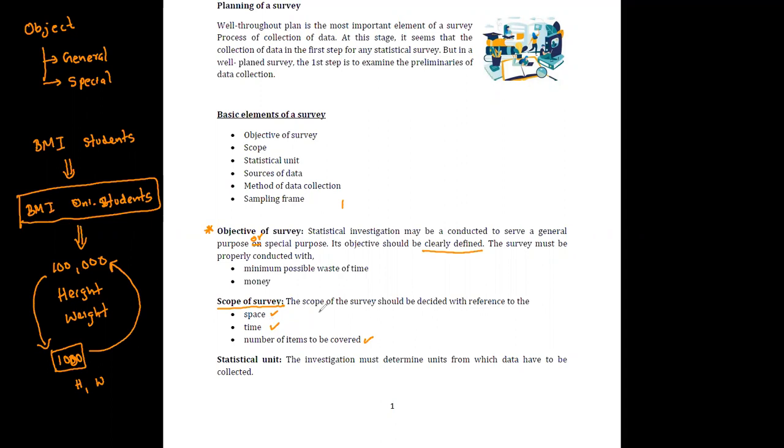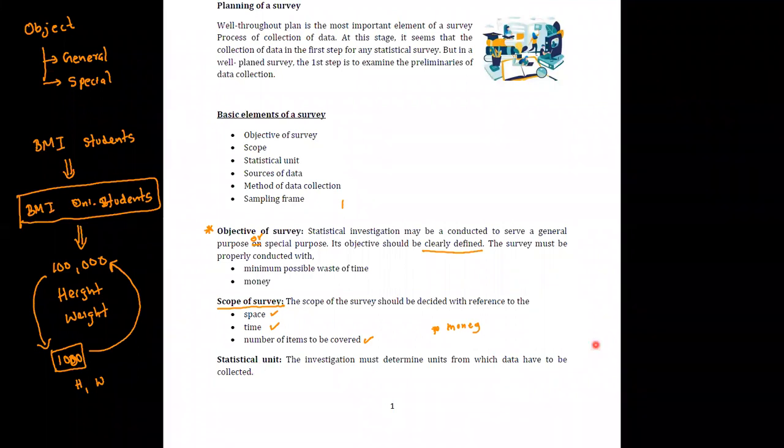Apart from that, we have to think about the scope of a survey based on money as well. This is also a critical factor when you conduct a survey. So when you plan your survey, you should have a scope for it. The next element of the survey is the statistical unit, the third point we discuss under the basic elements. The investigation must determine the units from which data have to be collected.